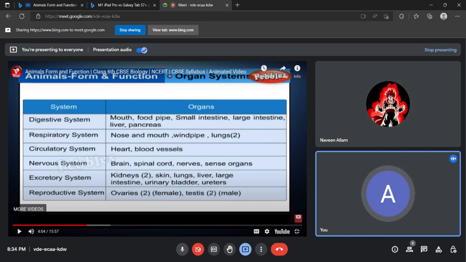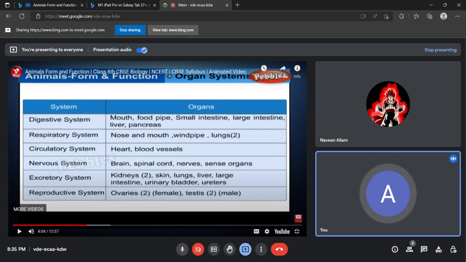What about the excretory system? In the excretory system, we have kidneys. Yes or no? Kidneys for urine formation. Skin, just now I told you how skin acts as an excretory system through sweat. We are excreting the excess sweat and excess water from our body through skin, in the form of sweat. So they also act as an excretory organ.